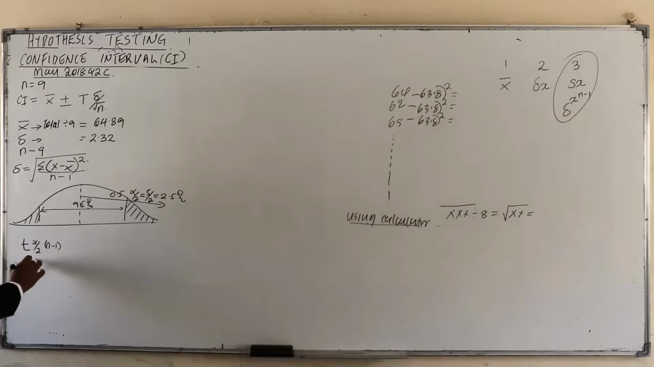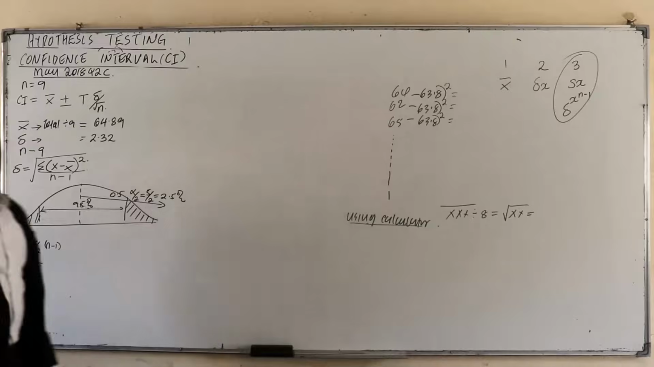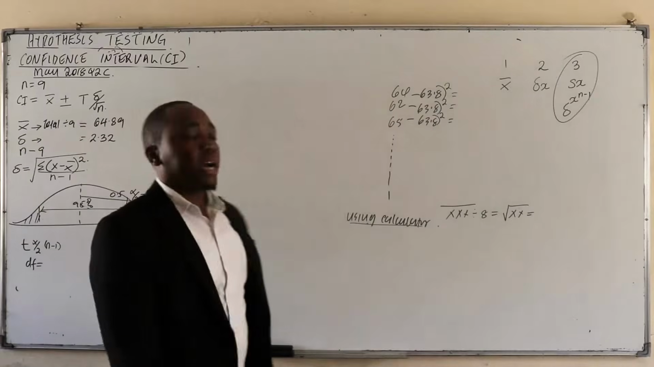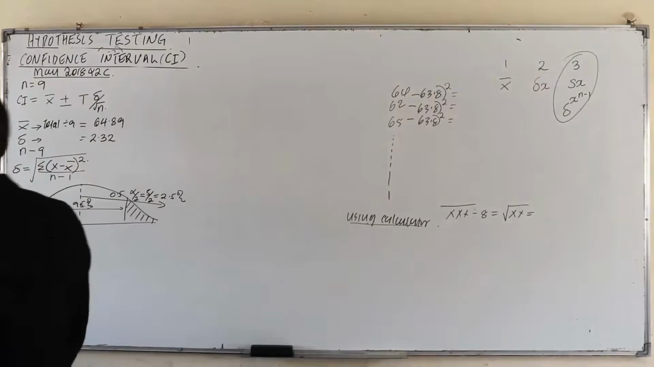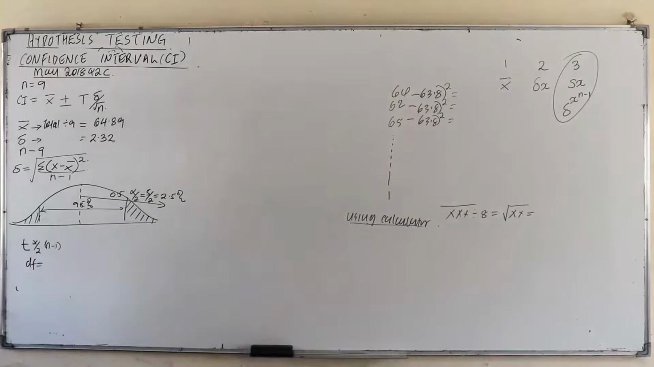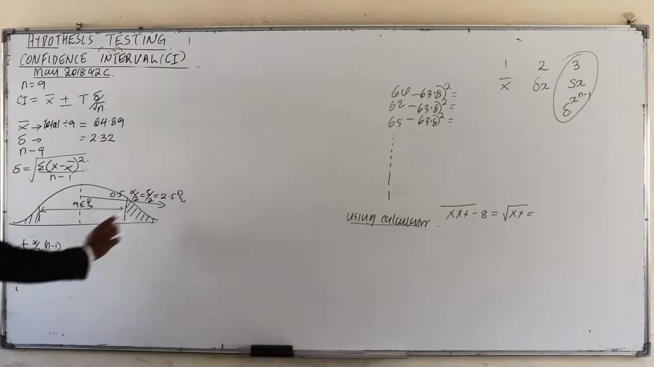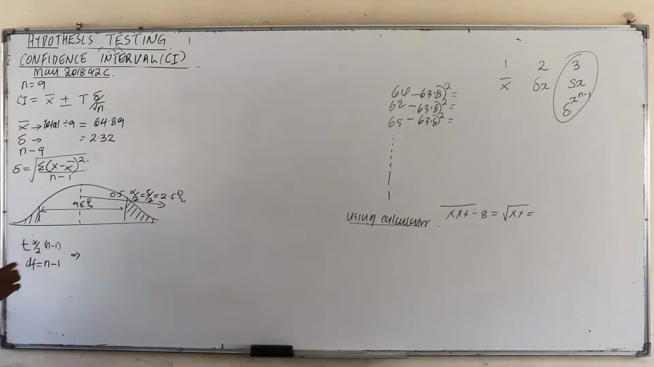How do we get the degrees of freedom? Go back to your formula. I had given you the formula for a t-test. In the case of a one mean sample, the degrees of freedom is n minus 1. Now listen here. Alpha over 2 will be 2.5. Degrees of freedom, it's 9 minus 1, you get 8.